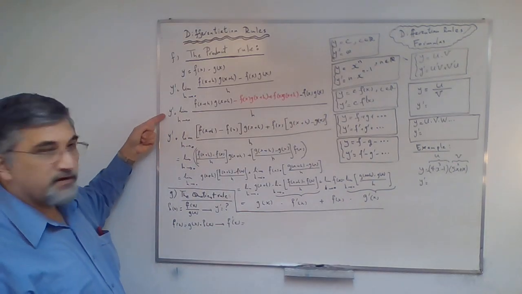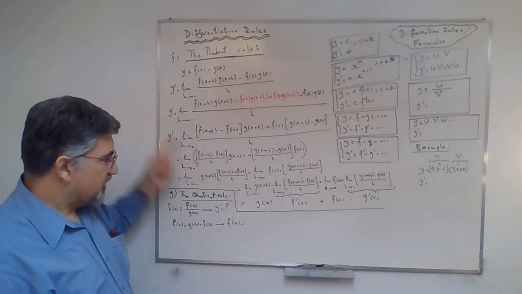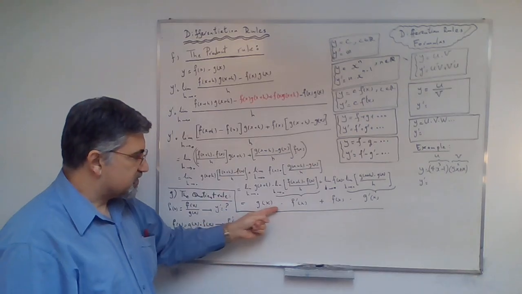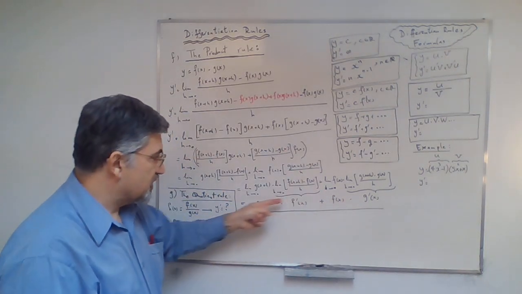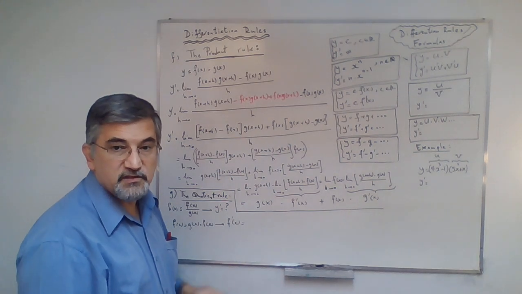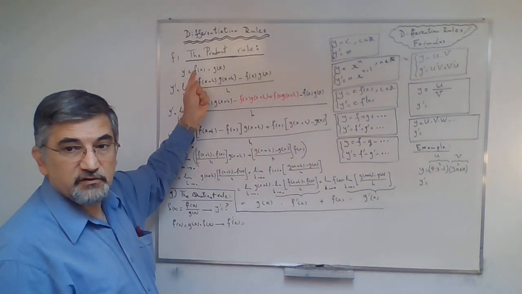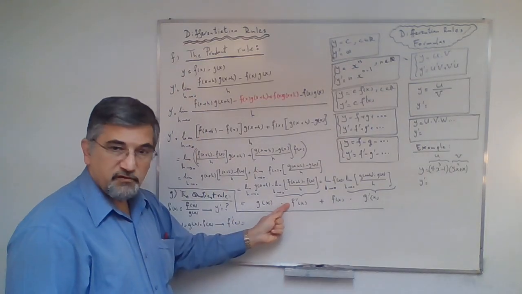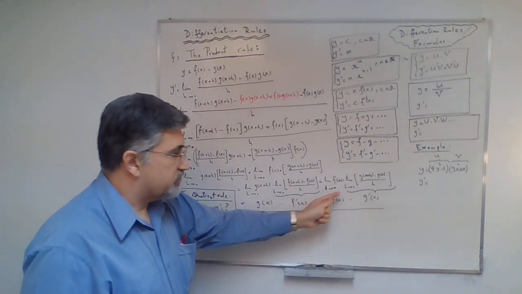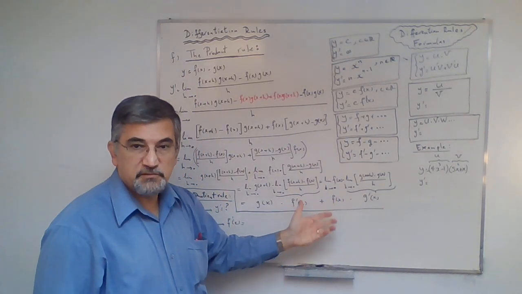We were trying to find y prime, the derivative of the product function, and we ended up with g of x times f prime of x plus f of x times g prime of x. That is the final answer we ended up with. So the derivative of the product of two functions f and g would be the derivative of f times g plus the derivative of g times f, simply.